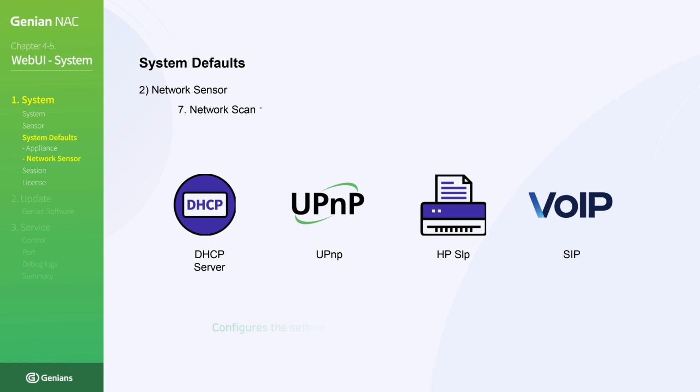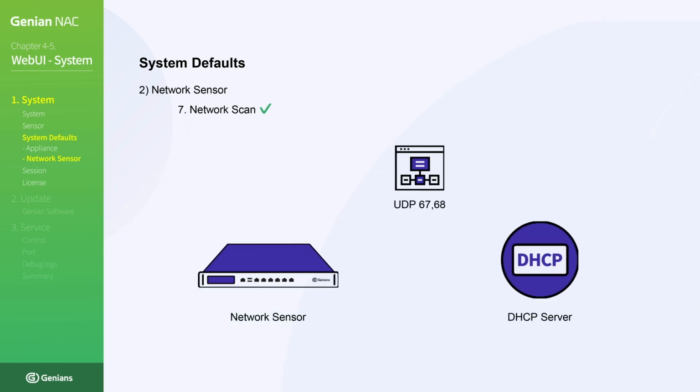The Network Scan section configures the settings for scan-specific items using the network sensor. You can enable or disable scanning for the following items: DHCP server, UPnP, HPSLP, SIP. The DHCP server scan section sends DHCP request packets during a network scan and detects DHCP servers by checking the DHCP reply packets received in response.